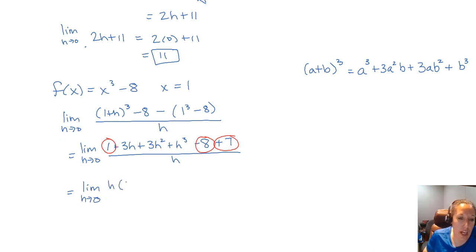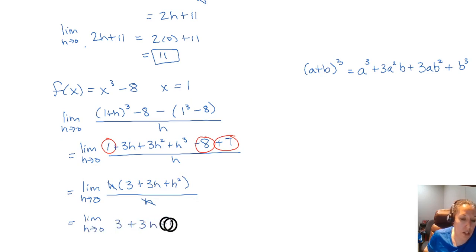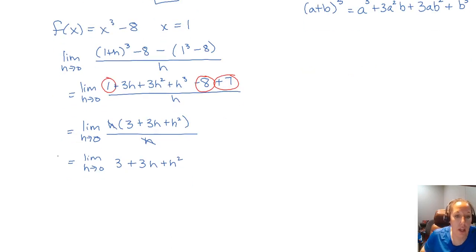So if we factor out that h, we get 3 plus 3h plus h squared all over h. We can divide out h from the top and the bottom, and we're left with 3 plus 3h plus h squared. And when we take the limit of that as h approaches 0, we get 3 plus 3 times 0 plus 0 squared, and that simplifies to 3.